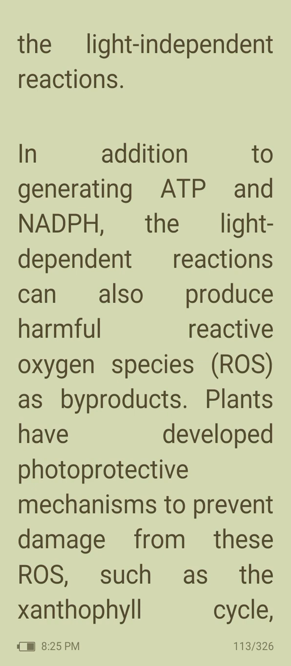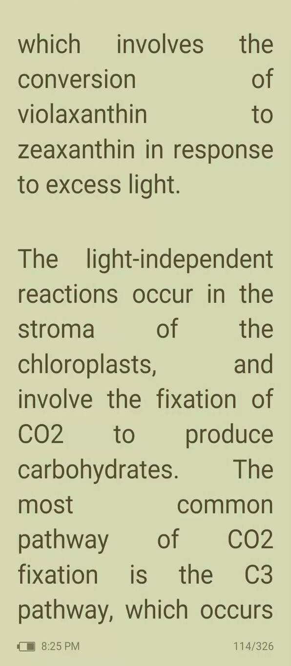In addition to generating ATP and NADPH, the light-dependent reactions can also produce harmful reactive oxygen species, ROS, as byproducts. Plants have developed photoprotective mechanisms to prevent damage from this ROS, such as the xanthophyll cycle, which involves the conversion of violaxanthin to zeaxanthin in response to excess light.